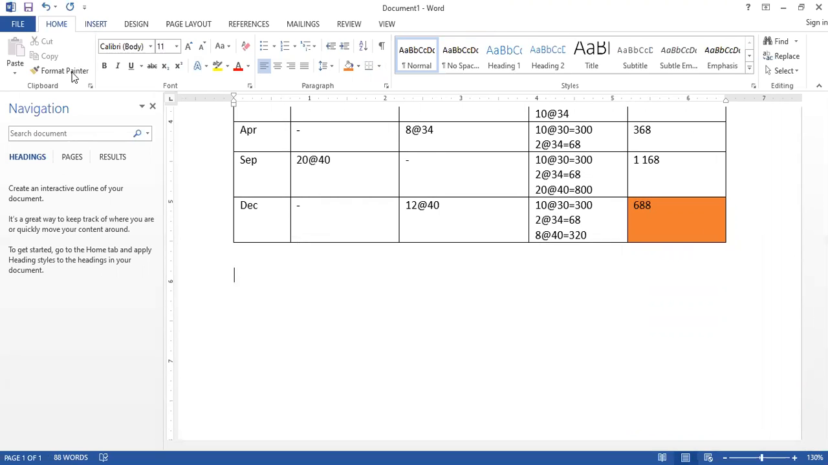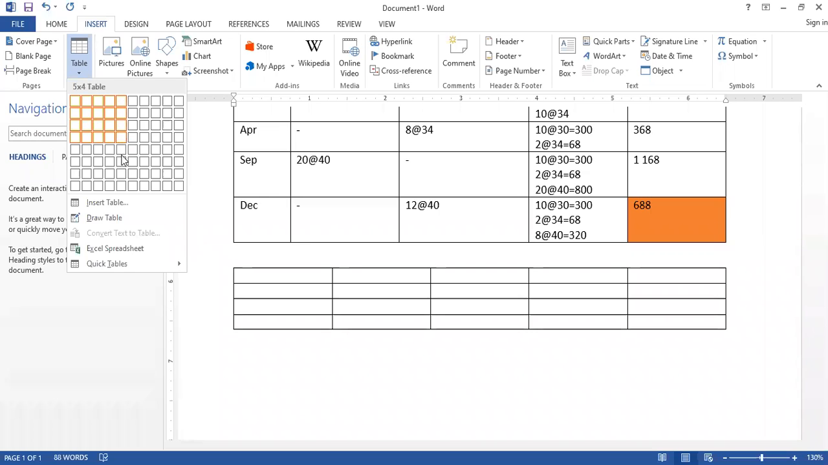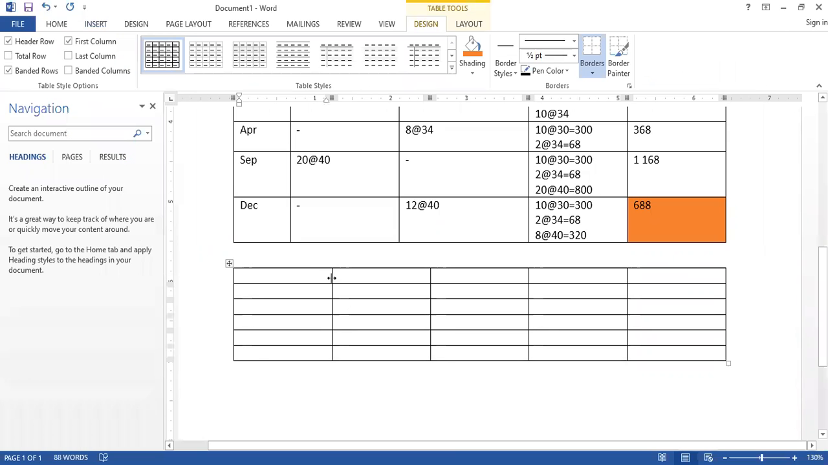So let's quickly draw the table. You have the date, the receipt, the sold, the balance, and then the total cost.